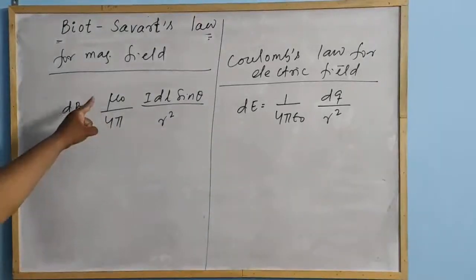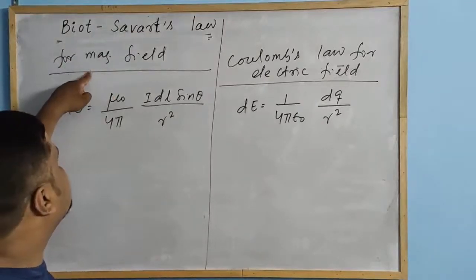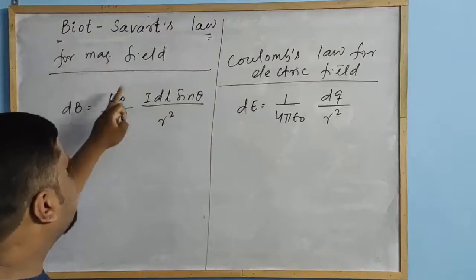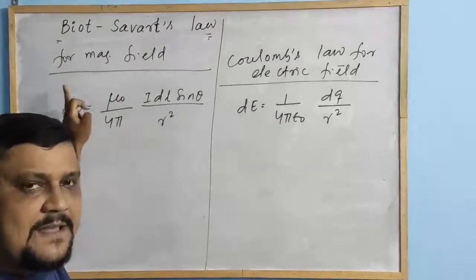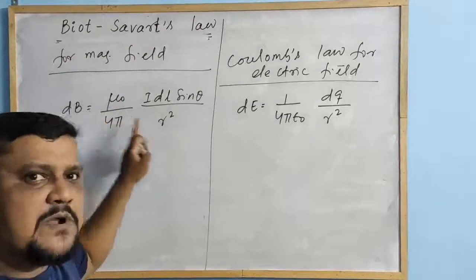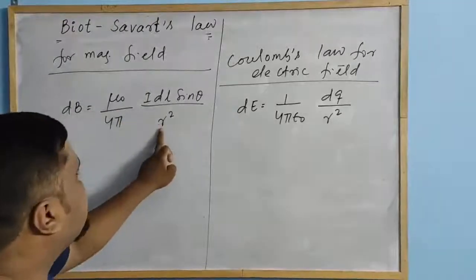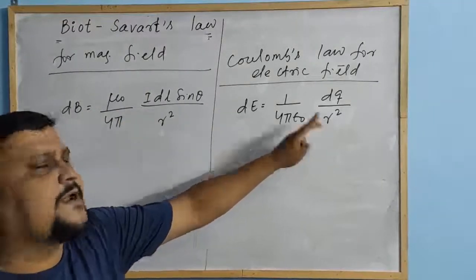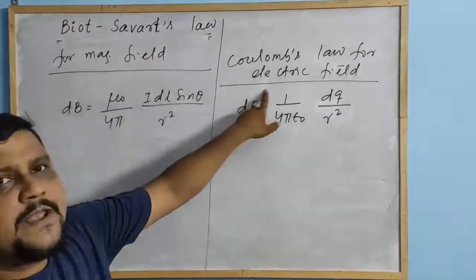Here, the magnetic field is produced. The first point is that Biot-Savart's law obeys the inverse square law. dB is inversely proportional to r square. Here also, the electric field is inversely proportional to r square. Both obey the inverse square law.